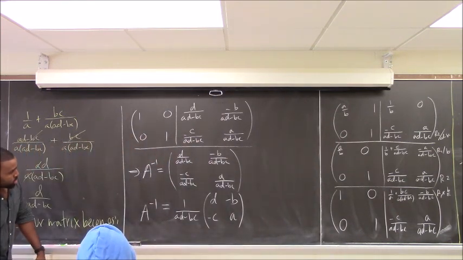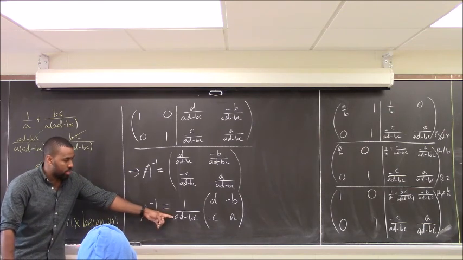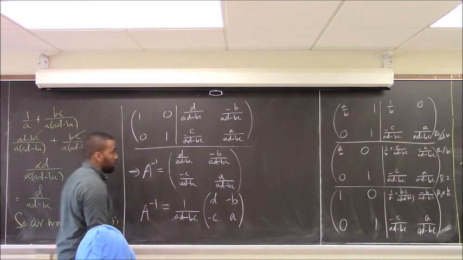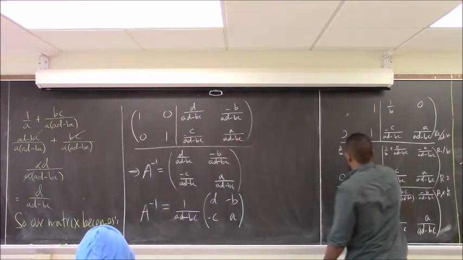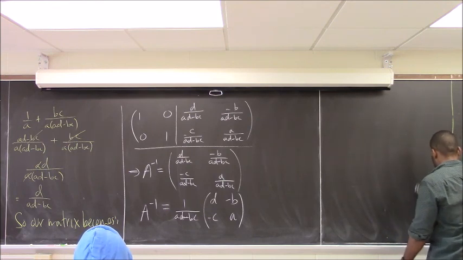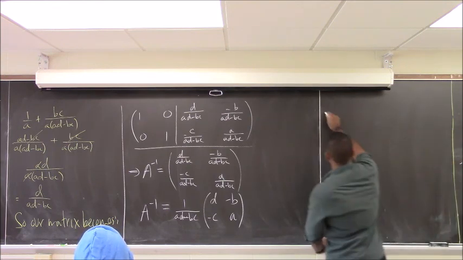I want you to appreciate that we cannot have ad minus bc equaling 0, or else you'll divide by 0, and that will mess things up. If ad minus bc is not 0, though, that formula will actually give you the matrix, and it's something you should memorize. It's actually a theorem, we just proved it.